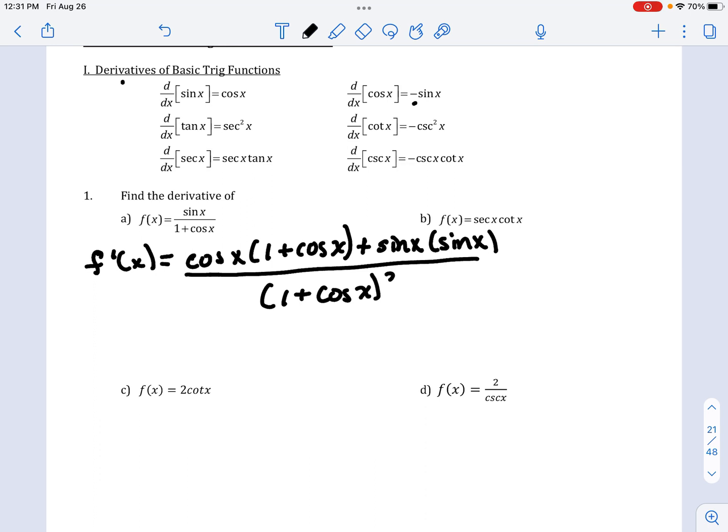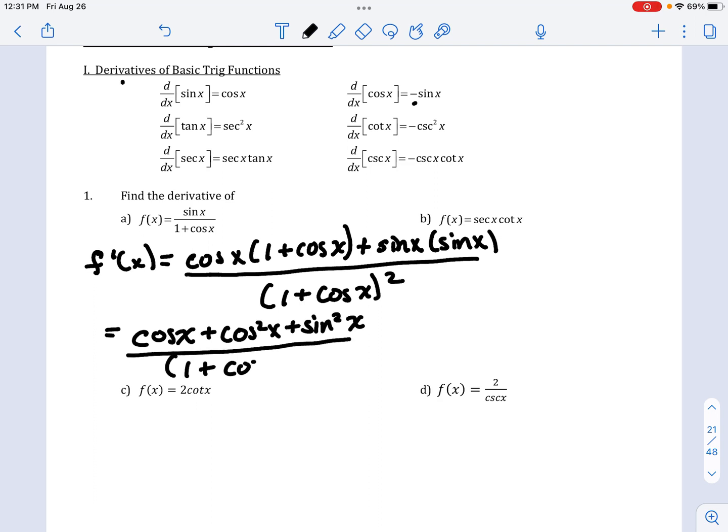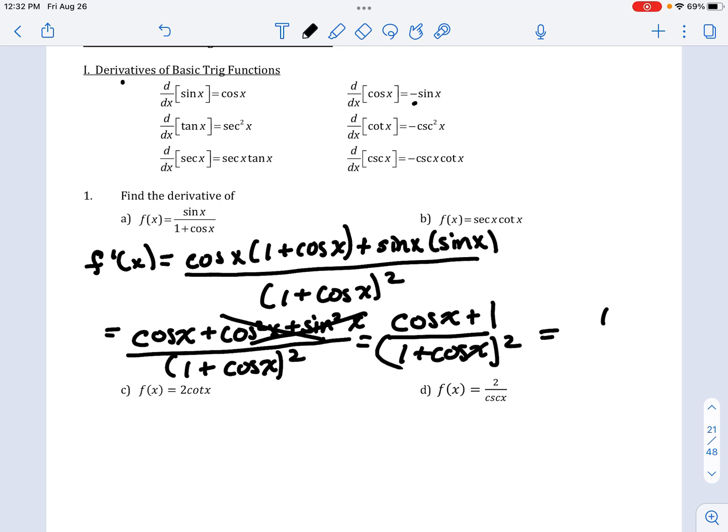Now we are going to practice simplifying the trig a little bit. So notice on the top I can go ahead and multiply it out. I have cosine x plus cosine squared x plus sine squared x. And one of the identities that you learned last year is that sine squared plus cosine squared equals 1. So all of this becomes 1. So I have cosine of x plus 1 really on the top. And then notice that factor you have on top and bottom. So really your final answer would look like this.